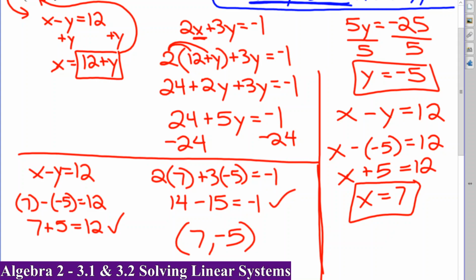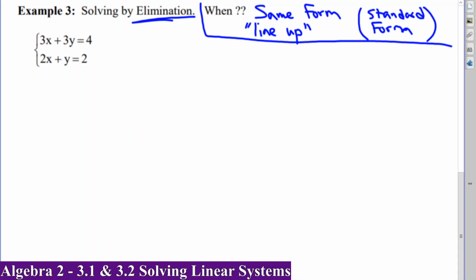Let's take a look at elimination now. When do we want to use elimination? More often than not, the only time we really use elimination is when the equations are in the same form, when every variable kind of lines up. We see our x's line up here, our y's line up, and on the other side of our equation, our constants line up. That is essentially when it is in standard form. When both equations are in standard form, that's usually the ideal time that we should think about choosing elimination.